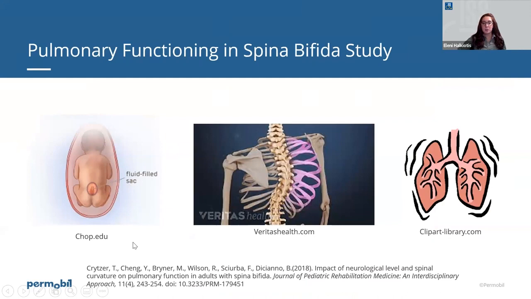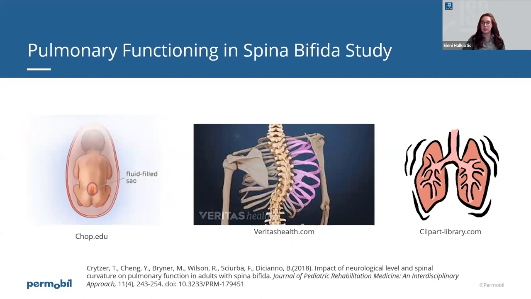An excellent study was published out of the University of Pittsburgh in 2018, and it was led by Teresa Kreitzer and colleagues, including one of our keynote speakers from this morning, Dr. Brad DiCiano. And the study investigated the relationship between pulmonary functioning and the population of clients who use wheelchairs with the diagnosis of spina bifida.